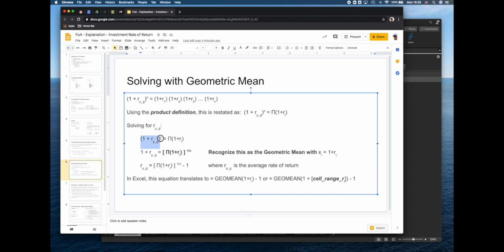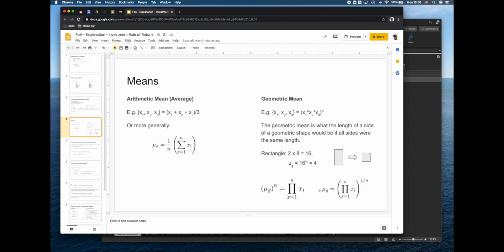So in order to solve for this, we have to take the nth root of both sides. And now we have 1 plus r equals the product of all these numbers to the nth root. And if you look back at our geometric mean, this is precisely what the geometric mean is.